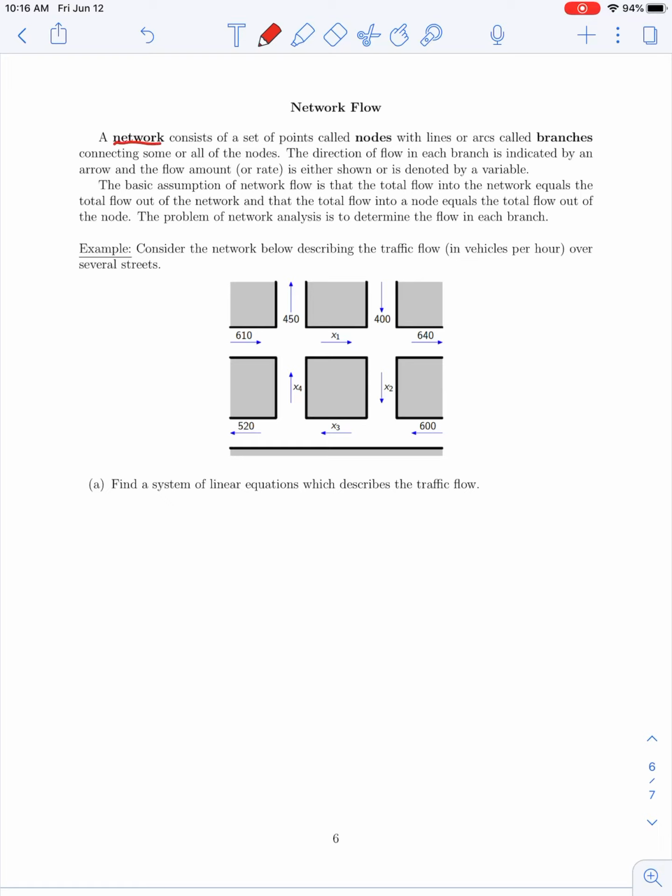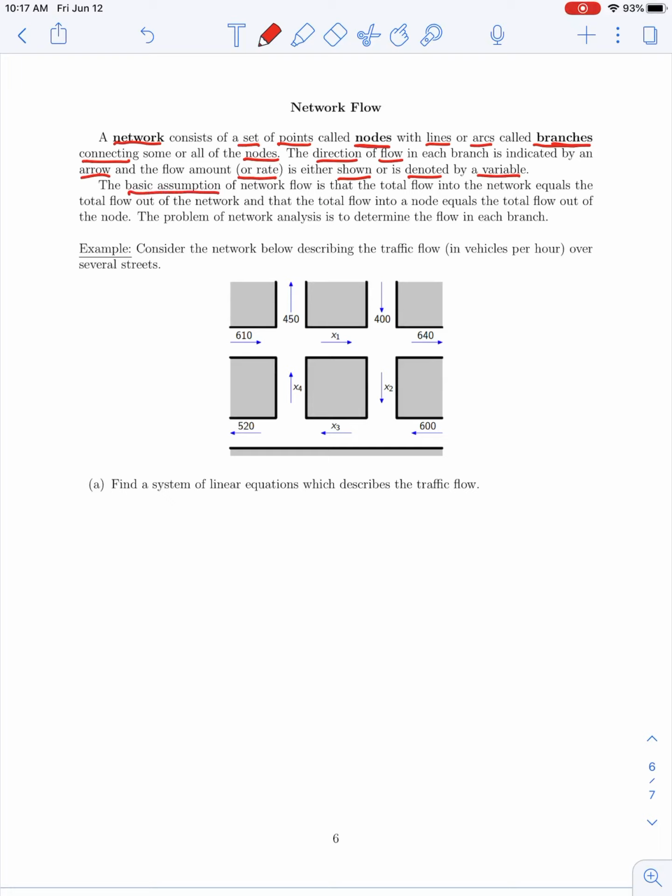So here, when we're talking about a network, what is a network? Well, it consists of a set of points, which are called nodes, with lines or arcs called branches, which are connecting either some or all of my nodes. Now the direction of flow in each branch is indicated by an arrow. So the direction of flow is given by some directed arrow or arc. And the flow amount or the rate of flow is either shown or is denoted by some variable if the rate of flow is unknown in a given direction.